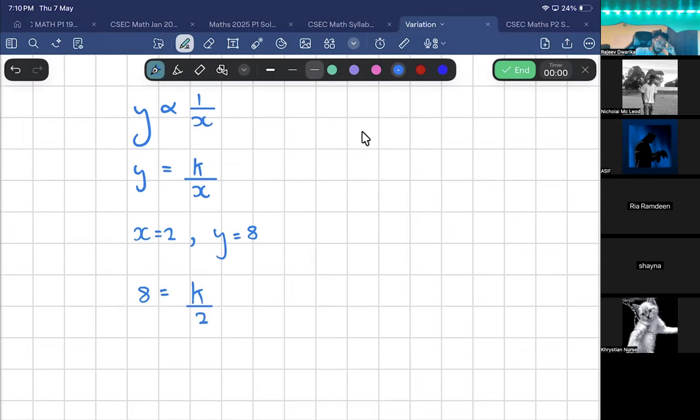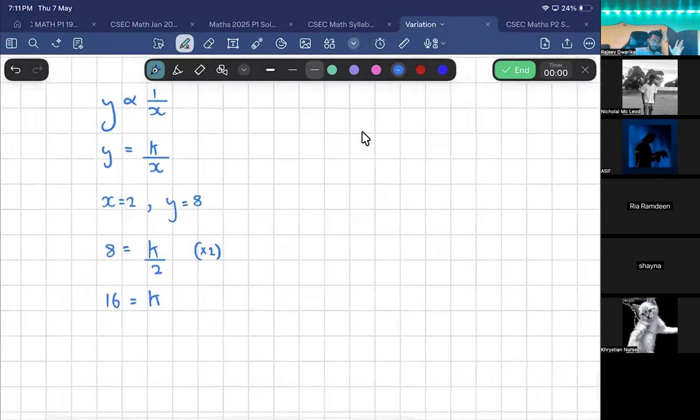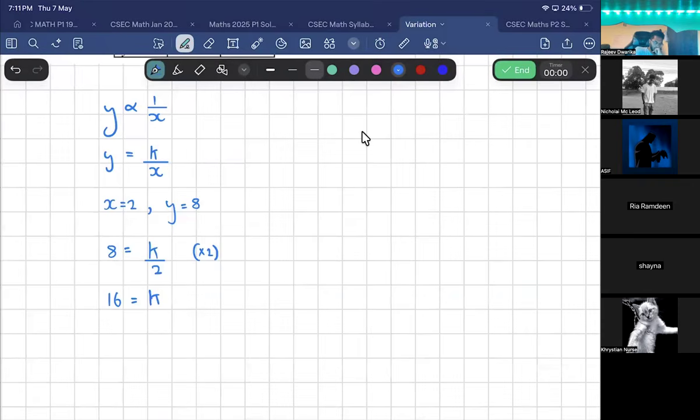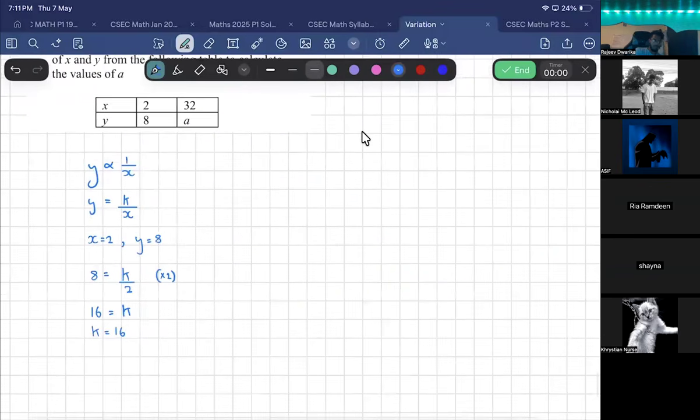No, k over 2. Sorry. So I am trying to find k. Right now, k is being divided by 2. So we're multiplying everybody by 2. Everybody. So 16 equals k, or k equals 16. Wait, you'd say y is equal to 16 over x. So this is my relationship between y and x.